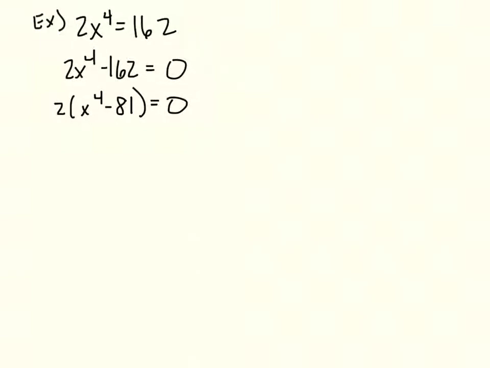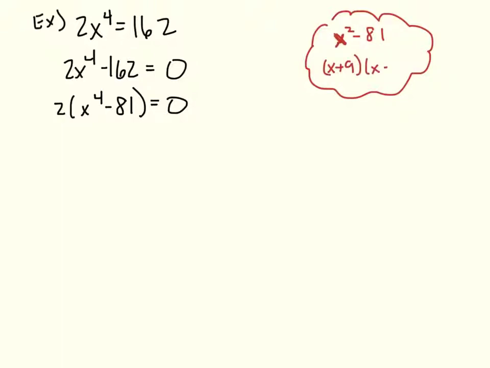This is factoring using the quadratic form. Okay. I imagine this as a quadratic, right? So my little thought bubble: if this was x squared minus 81, how would that factor? x plus 9 and x minus 9. Okay, but instead this is x to the 4th. So it's going to be x squared plus 9 times x squared minus 9.